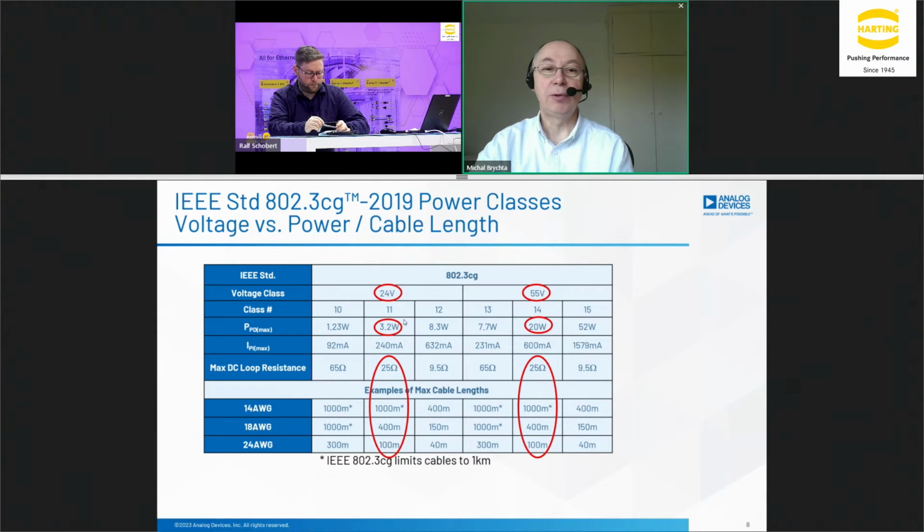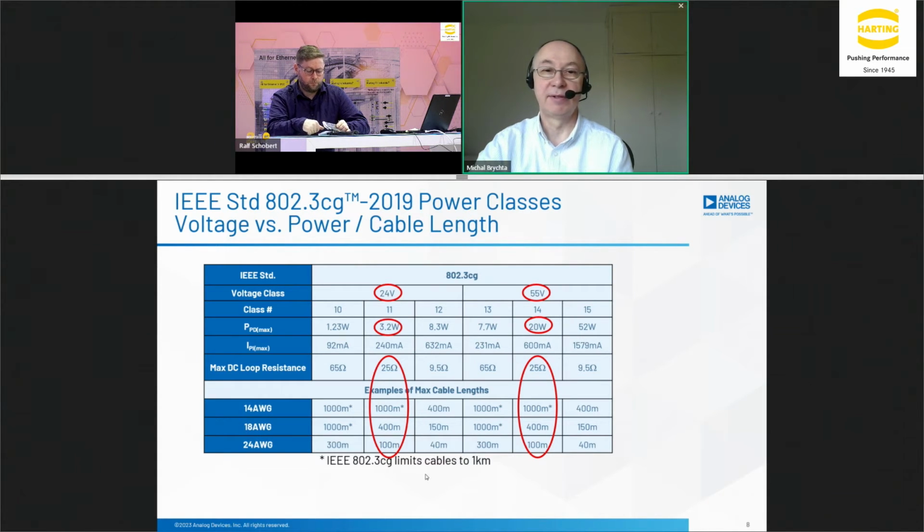If we use 24 volts and use an example of 25 ohm resistance of the cable, depending on the cable thickness, on the gauge of the cable, we can go up to 1,000 meter, and the 1,000 meter is really limited by the standard. You can go probably longer distance. So at 24 volts over this cable example, we can deliver 3 watts of power per the IEEE specification. Now, if we increase the voltage to 55 volts, over the same cable, same conditions, we can almost quadruple the power, 20 watts.